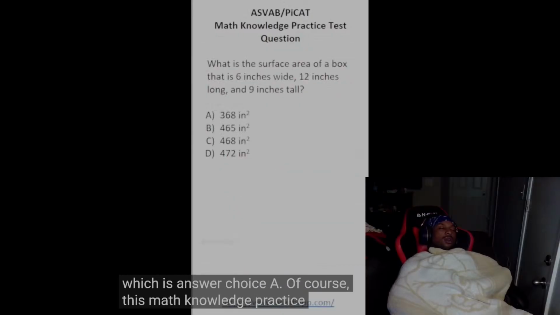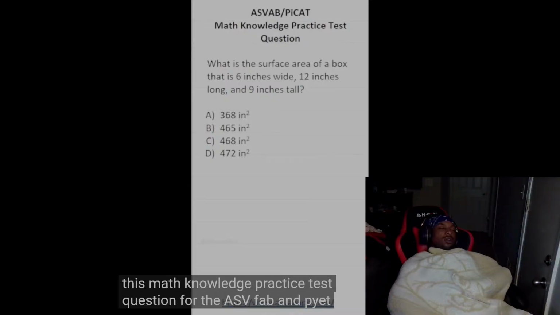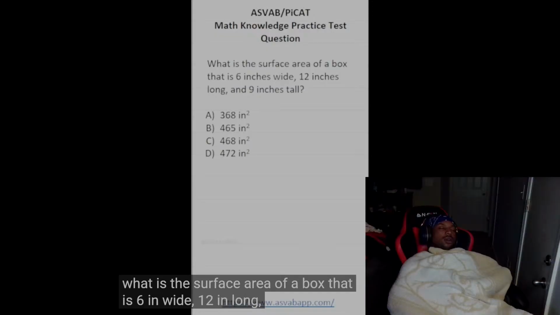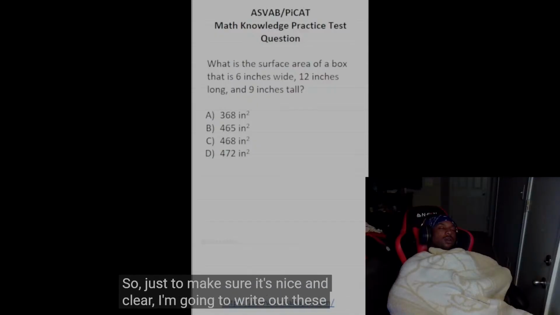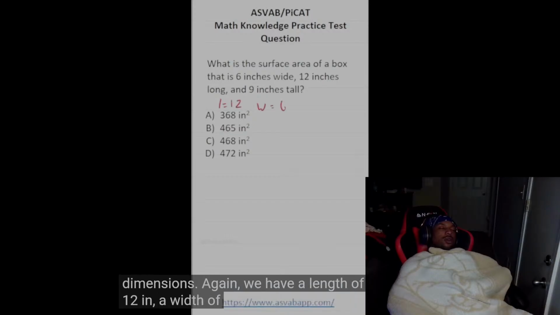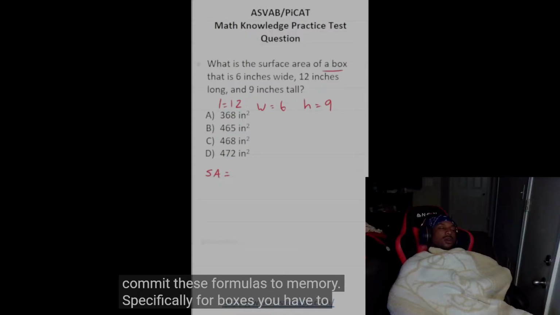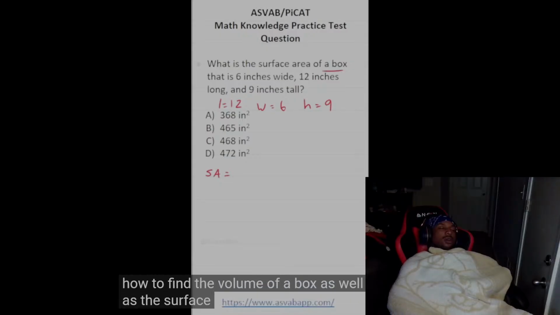This math knowledge practice test question for the ASVAB and PiCAT says, what is the surface area of a box that is 6 inches wide, 12 inches long, and 9 inches tall? So just to make sure it's nice and clear, I'm going to write out these dimensions. Again, we have a length of 12 inches, a width of 6 inches, and a height of 9 inches. Now, since you're not permitted to use a reference sheet or a calculator on the actual ASVAB or PiCAT, you do have to commit these formulas to memory. Specifically for boxes, you have to know how to find the volume of a box as well as the surface area of a box. Now, finding surface area is very simple.